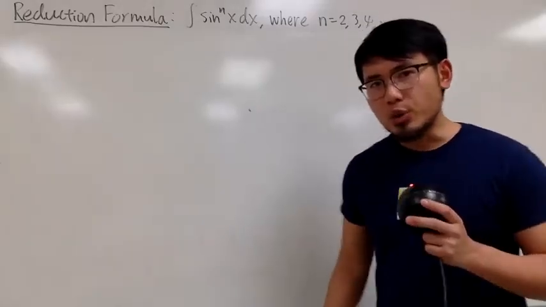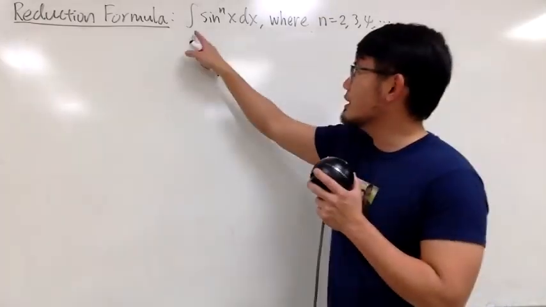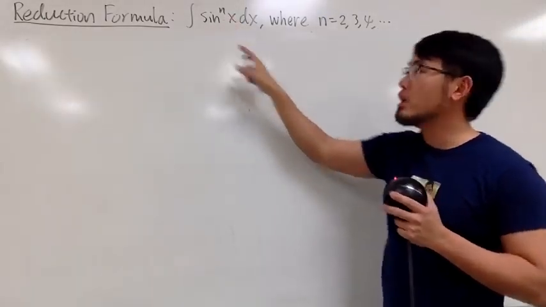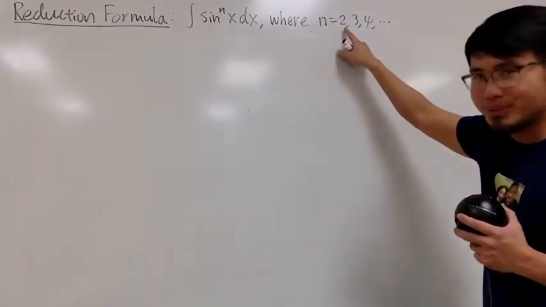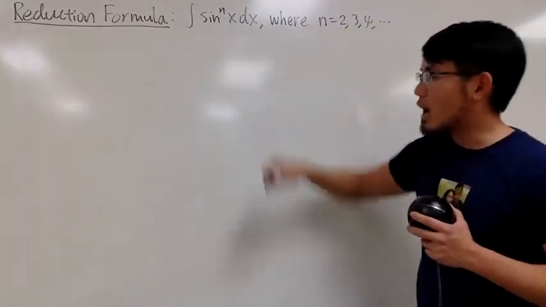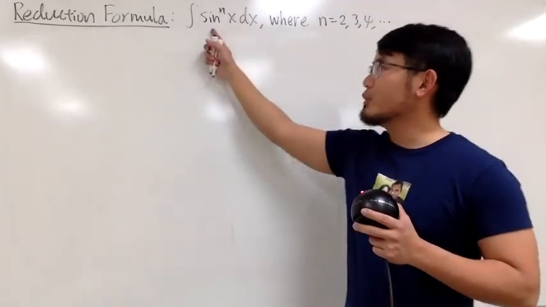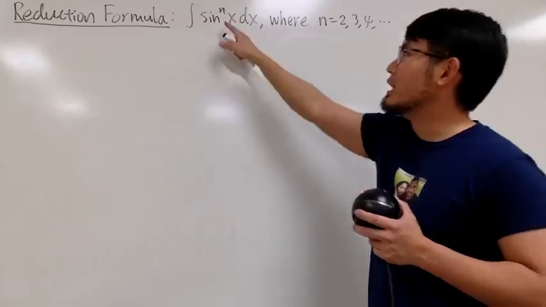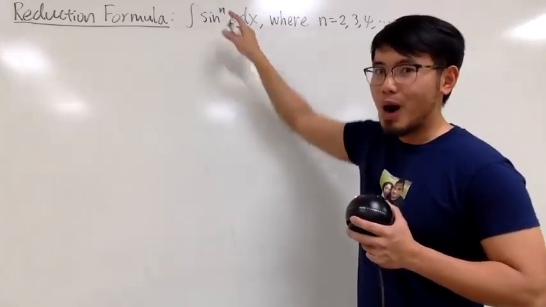Okay, in this video, I will show you guys how to come up with the reduction formula for the integral of sine to the nth power of x, where n is just a positive whole number bigger than or equal to 2. So that means 2, 3, 4, 5, and so on. And as you can see, if you want to integrate this guy, well, the purpose of a reduction formula is we want to have a lower power.